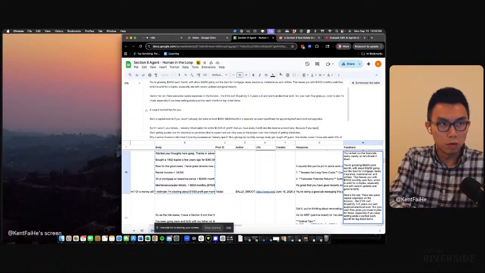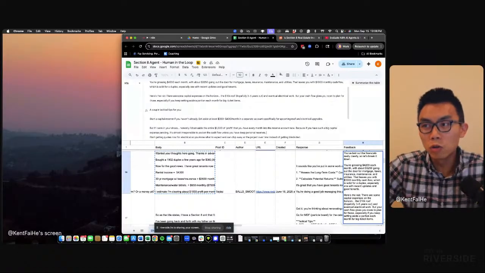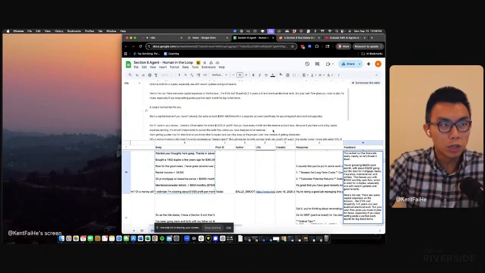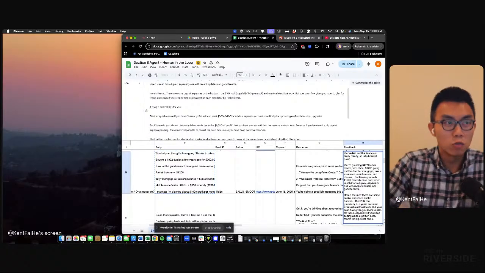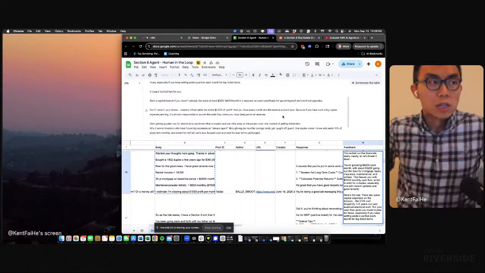Because if you have such a big capital expense pending, it's almost irresponsible to pocket the cash flow, unless you have deep personal reserves, right? Because you don't own that money anymore. If you know you had a big expense and you just got quoted and you have to do it really soon, I'm just going to put it aside right now. It's just not worth it.